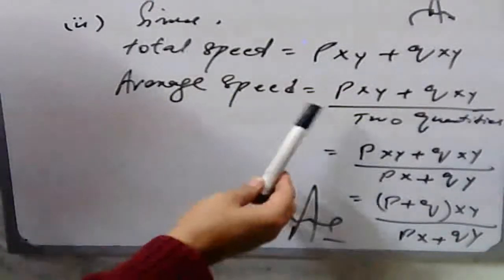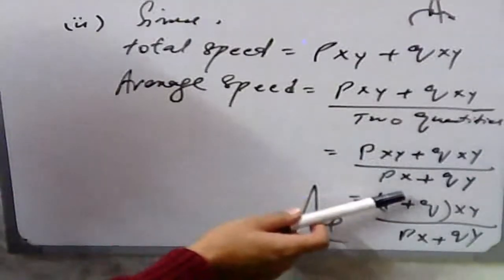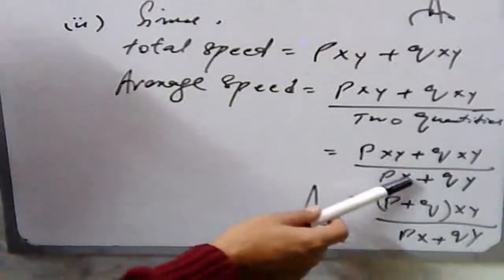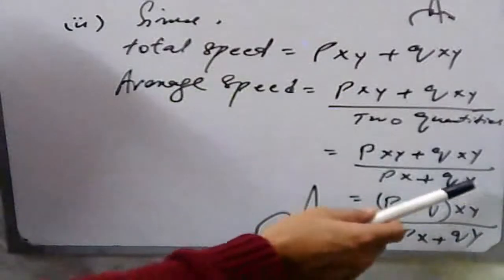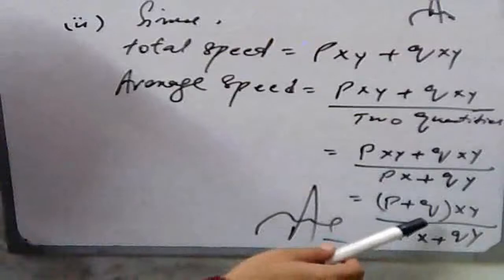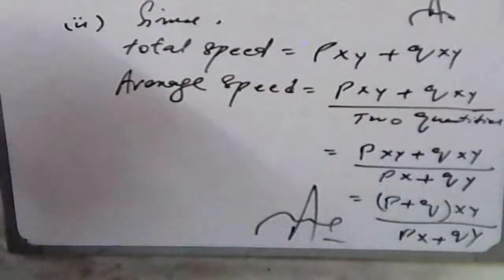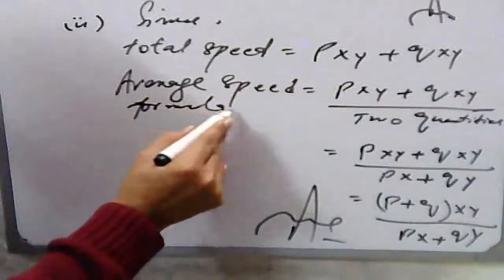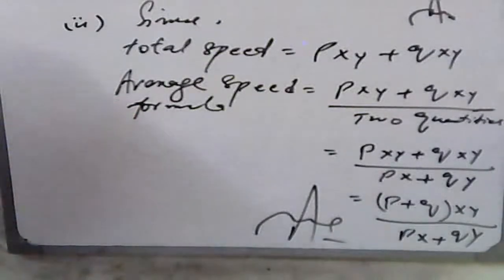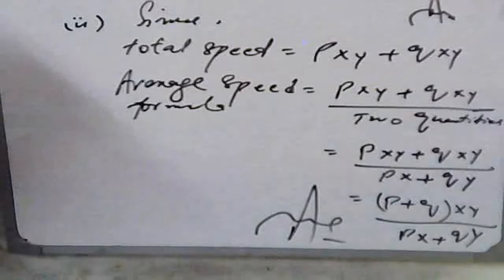You should see carefully. Once again I would like to repeat, that is how you can find the average speed formula. So that is your average speed divided by 2 quantities. So here the 2 quantities are px and qy. So you can take common from the above, p plus q, you can write as xy divided by px plus qy. So that is your required result. I think this critical step should be clear to you, that is how you divide by 2 quantities. Here the 2 quantities are px and qy, because x kilometer per hour for p kilometer and y kilometer per hour for q kilometer. So that is your average speed formula.